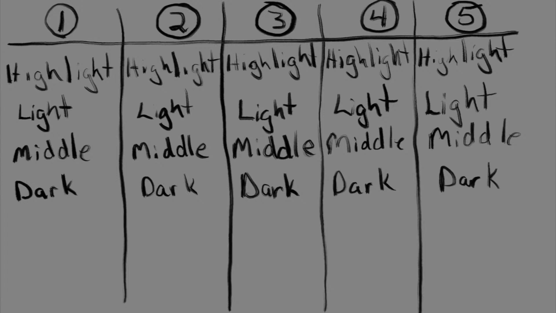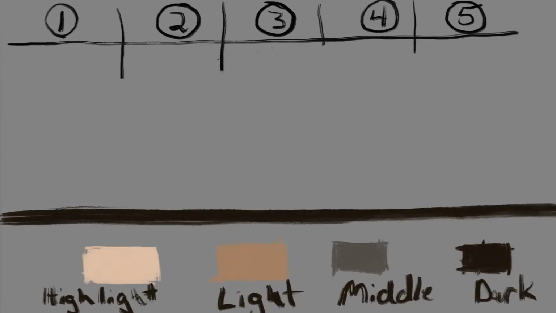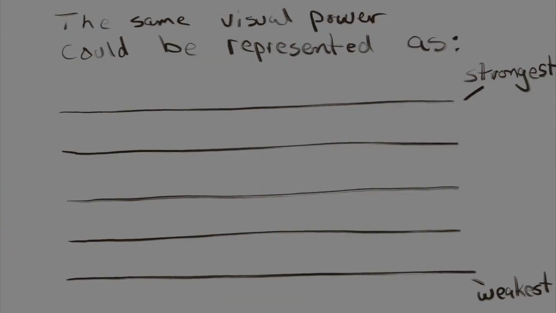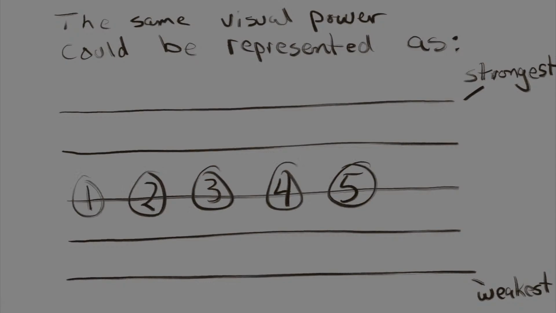We might show that something like this. So maybe instead of 1, there could be 5. And with our current crew, our highlight, light, middle, and dark, we could put together 5 visual powers. We start with the dark, we get the middle in there, the light comes next, and finally the highlight. If we were to represent these 5 on a scale from strongest to weakest, we could represent it like this.